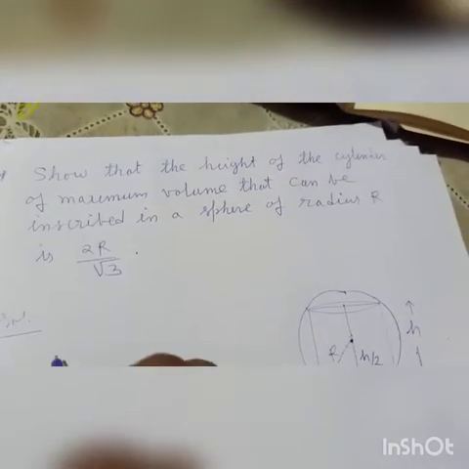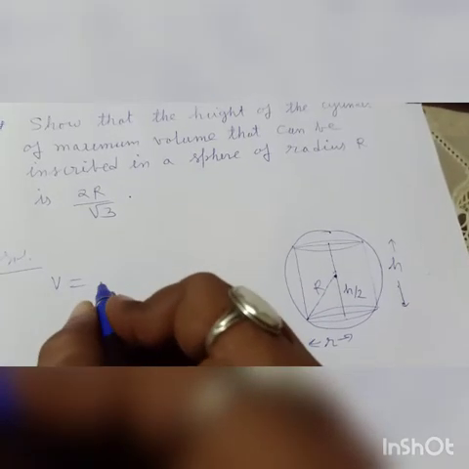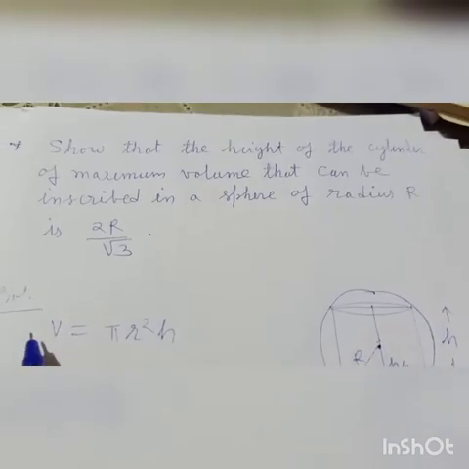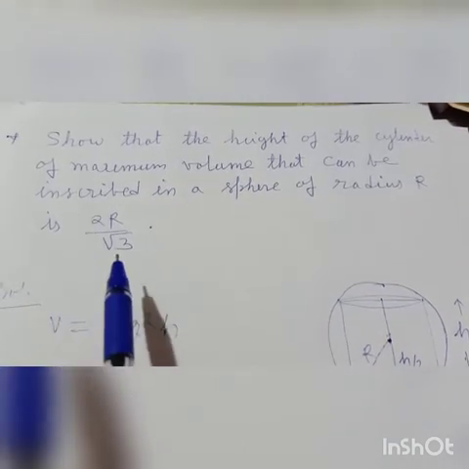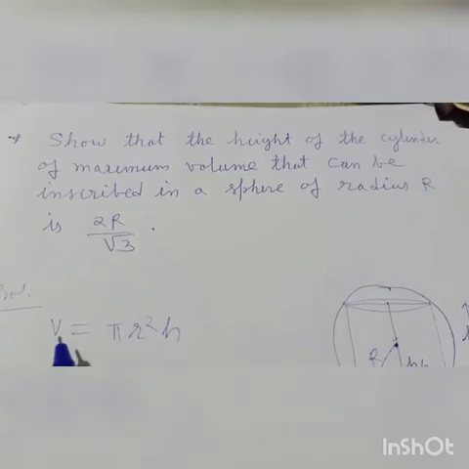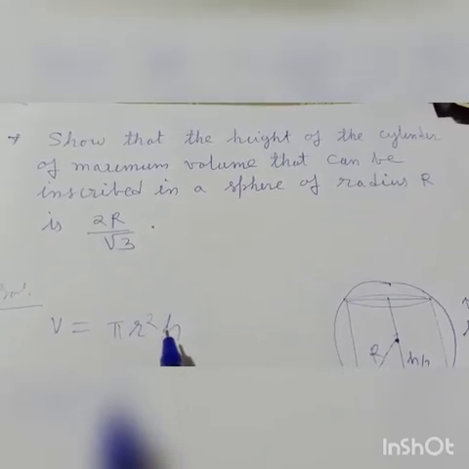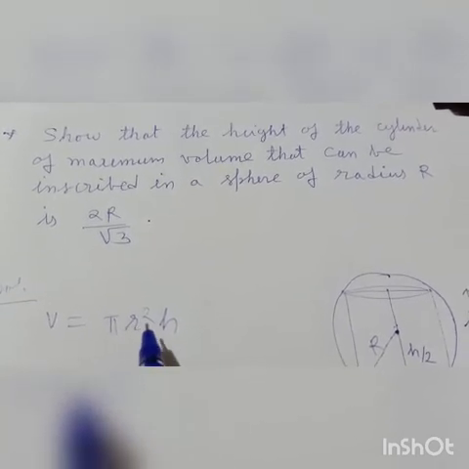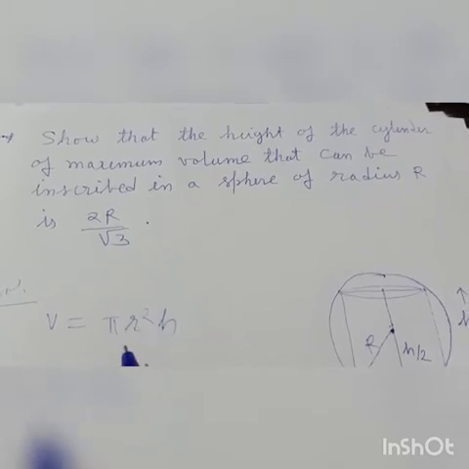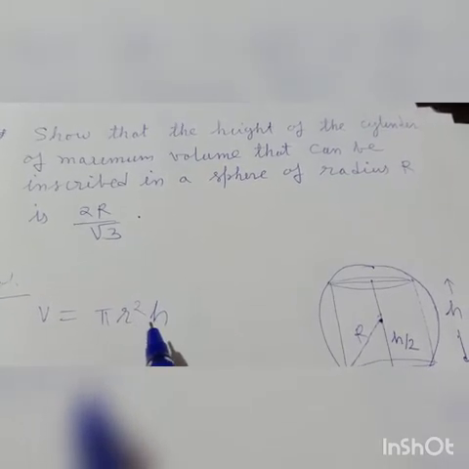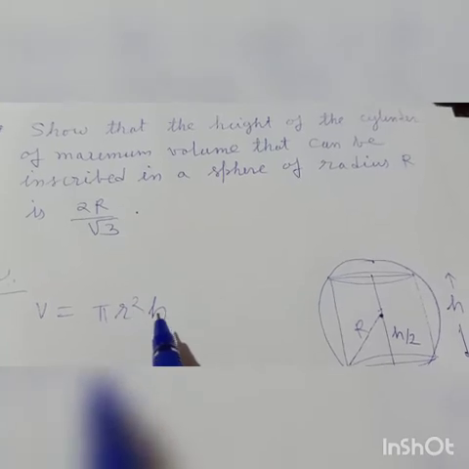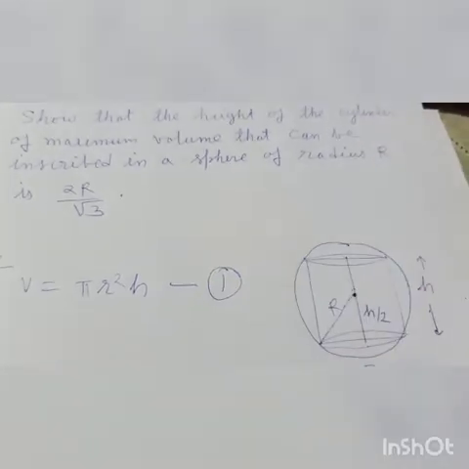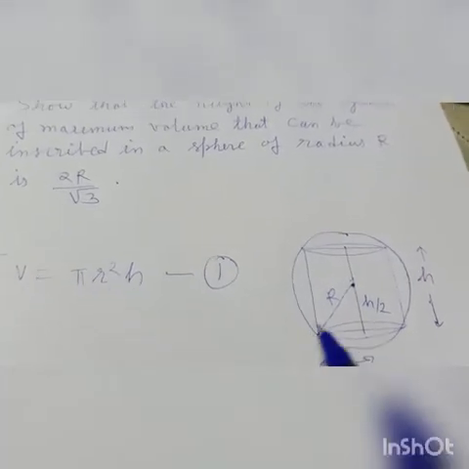Now the volume of a cylinder is pi r square h. So when v is maximum, then h will be 2r by root 3. We have to prove this. So this is our function. We will prove that v is maximum when h equal to 2r by root 3. Now in this function there are two variables, r and h. We will convert it into one variable. First we have to find a relation between r and h. Okay, so this is our first relation. Now we will find the relation between r and h.